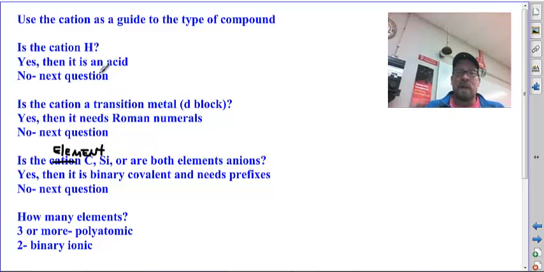So those are specialties. If you ask yourself those three questions and you come down to no to any of them, it just means that what you're looking at is a normal run-of-the-mill binary ionic or polyatomic ternary compound. And if it's three or more, then just look at your polyatomic sheet and name it as normal. And if it's two, know that it has an ide ending and that it's two elements put together.